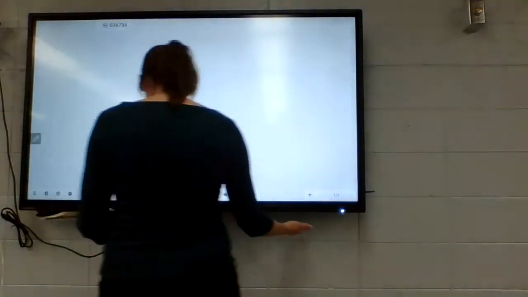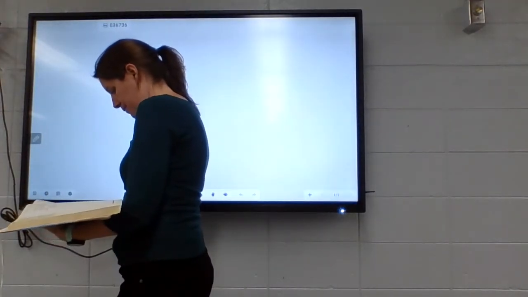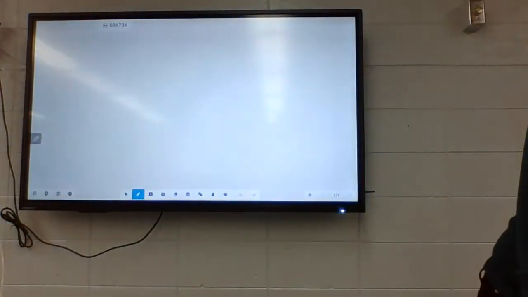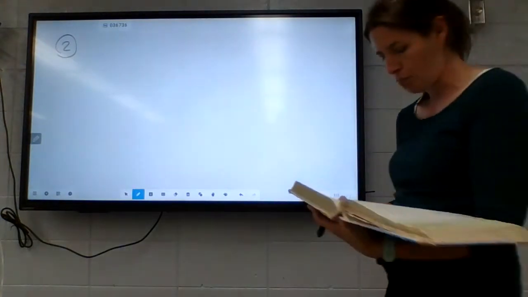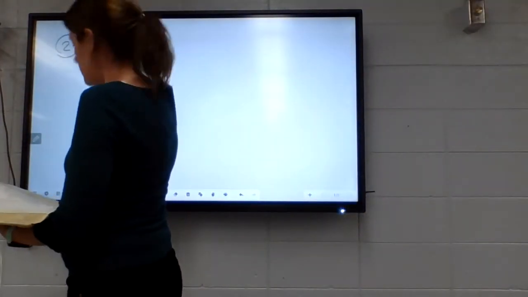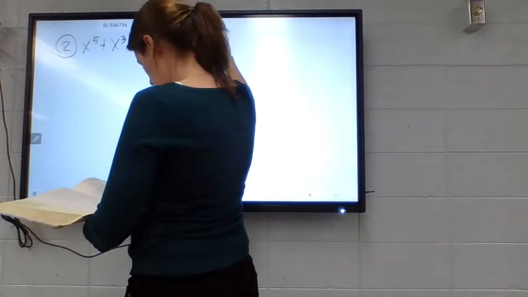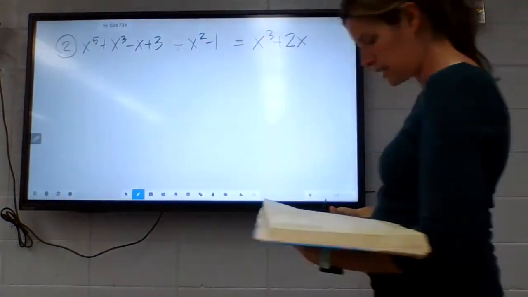So starting with number 2, they want us to find the remainder and the degree. This is the one where we can work around it. You don't have to do long division for it. They tell us x to the 5th plus x to the 3rd minus x plus 3 is divided by x squared minus 1. The answer is x to the 3rd plus 2x. They want us to find the remainder and the degree.